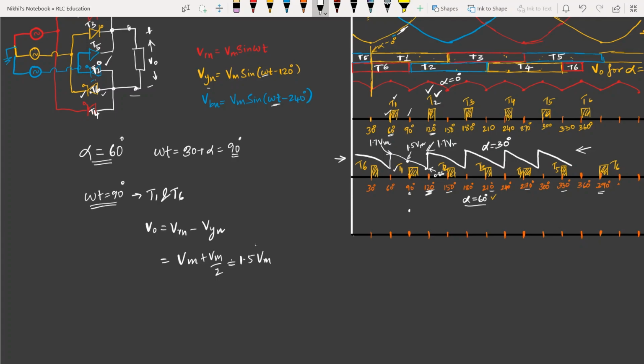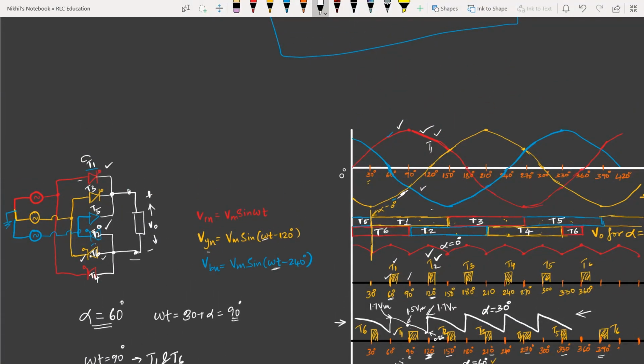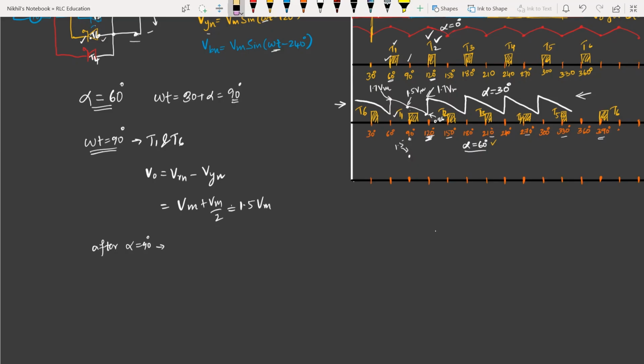Okay, this is 1.5. So after 90 degrees, anyhow T1 has been triggered, and which switch will be conducting after 90 degrees? After 90 degrees, if you see the positive wave, T1, that is R phase is always higher than the others, and if you see which is more negative, B phase is more negative. B phase is more negative means after omega t equal to 90 degrees, T1 and T2 will be conducting. Then output voltage will be nothing but Vrn minus Vbn, isn't it? So if you put omega t is equal to 90 degrees, this will be Vm only.